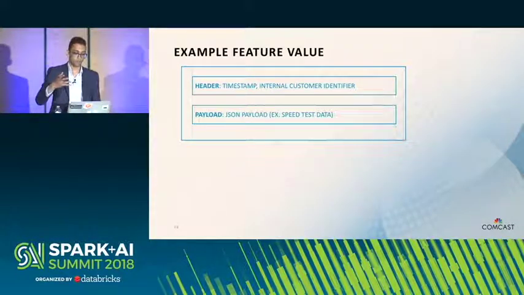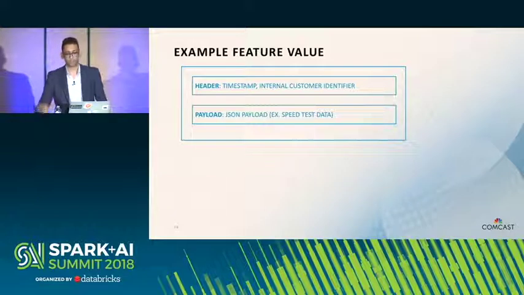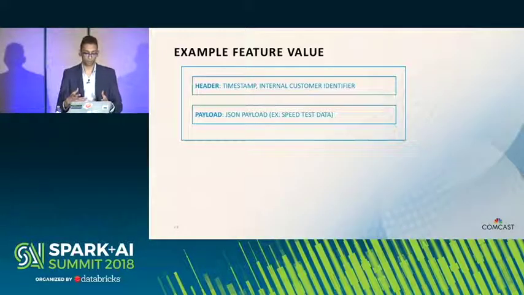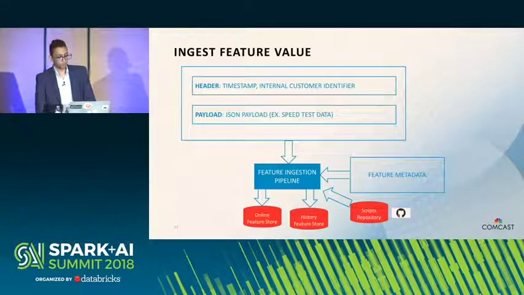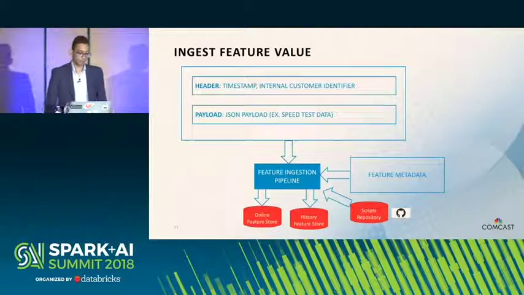To give an example of how a feature would be ingested, you have a raw feature which would have its header, like the internal customer identifier, the account number, the address, whatever. You have your timestamp, and you have the actual meat, the JSON payload, which would be the actual raw data we transform. In our context, these would be the speed test results. This would go into the feature ingestion pipeline, which then, using the metadata, transforms it exactly how we need it, as a data scientist denoted it, to then push to whatever store we need.